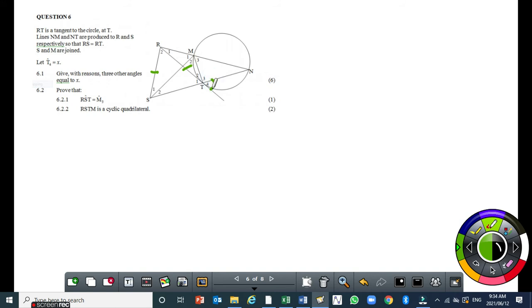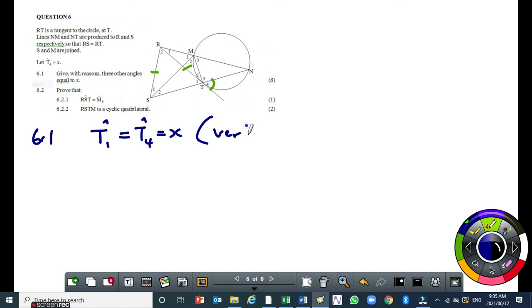The first angle that I can see is T1. I don't know what angle you are seeing, but it's fine if you're seeing another angle. So in my case, for 6.1, I would say angle T1 is equal to T4. Both are equal to x. The reason: vertical opposite angles.